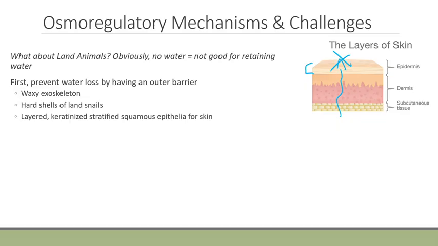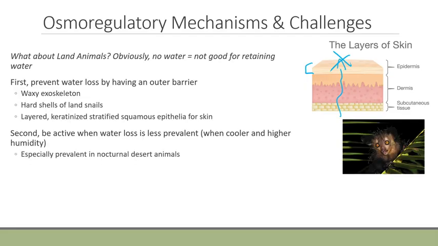Second thing you can do, because life is still harsh, is to make sure you are only active when water loss isn't going to be as prevalent, or it's not going to be as easy to lose water. So be more active when it is really cool out, or when it's really dark out, or when it's higher in humidity. Times when water is not going to more easily go down its gradient and out of your body. When that really hot sun doesn't beat down on you and make you sweat a lot.